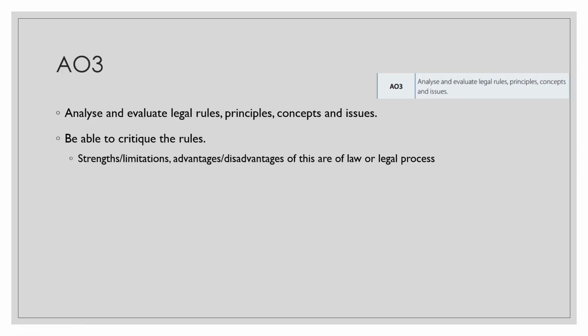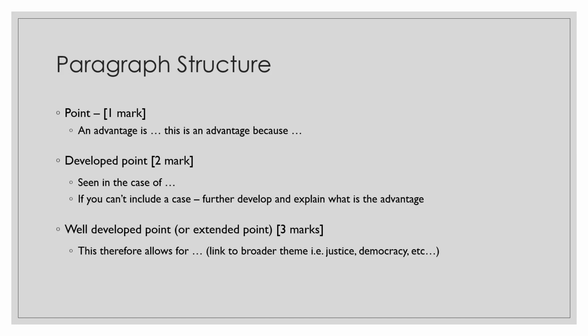AO3. For question 2, we need to know and use AO3, in which we need to analyze and evaluate legal rules, principles, concepts, and issues. So that means we should be able to critique the rules, the strengths, limitations, advantages, disadvantages of this area of law or legal process. To achieve good marks, you need to be able to develop points into extended evaluative points or well-developed points. So the paragraph structure should be like this.